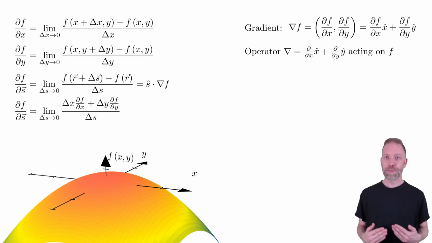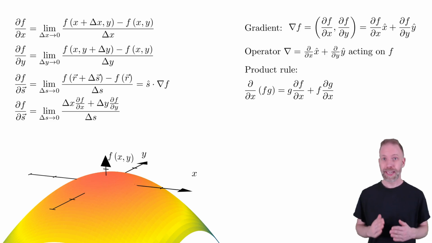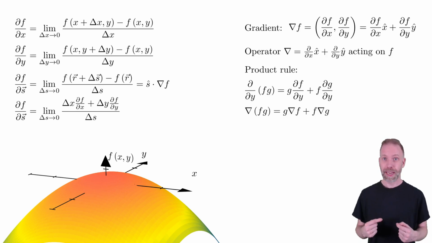Moving on, let us mention the derivative rules we talked about in the one-dimensional video. The first one is the product rule. Note that the derivation for the product rule works in the same way for the partial derivative as the 1D version. This means that the product rule can be applied for both the partial derivative with respect to x and with respect to y. Since it works for each direction in the gradient, the product rule will apply for the entire gradient as well.